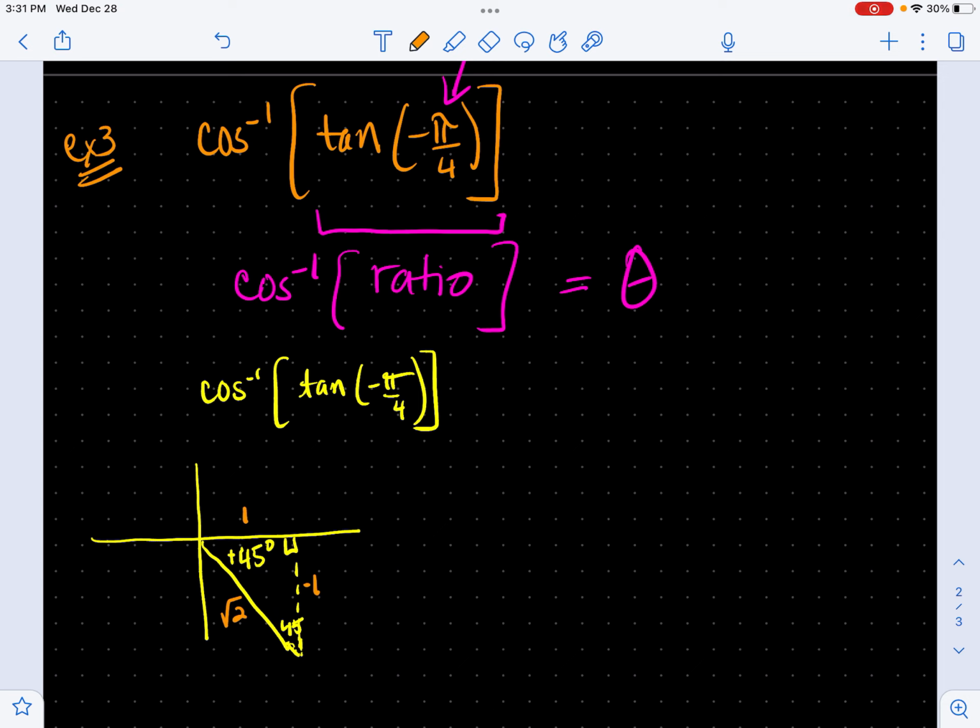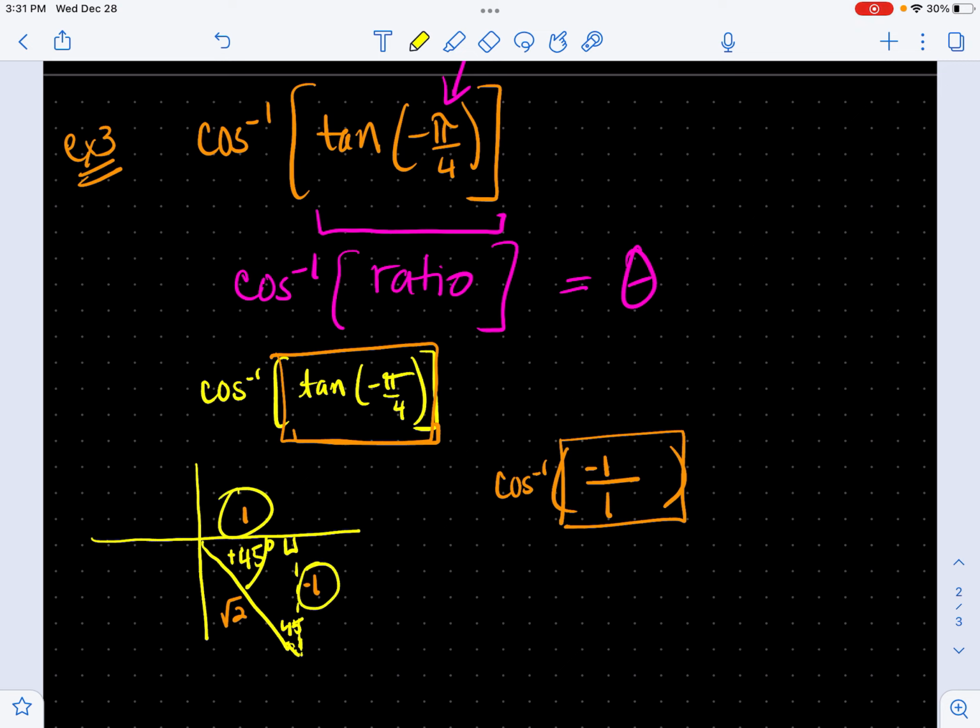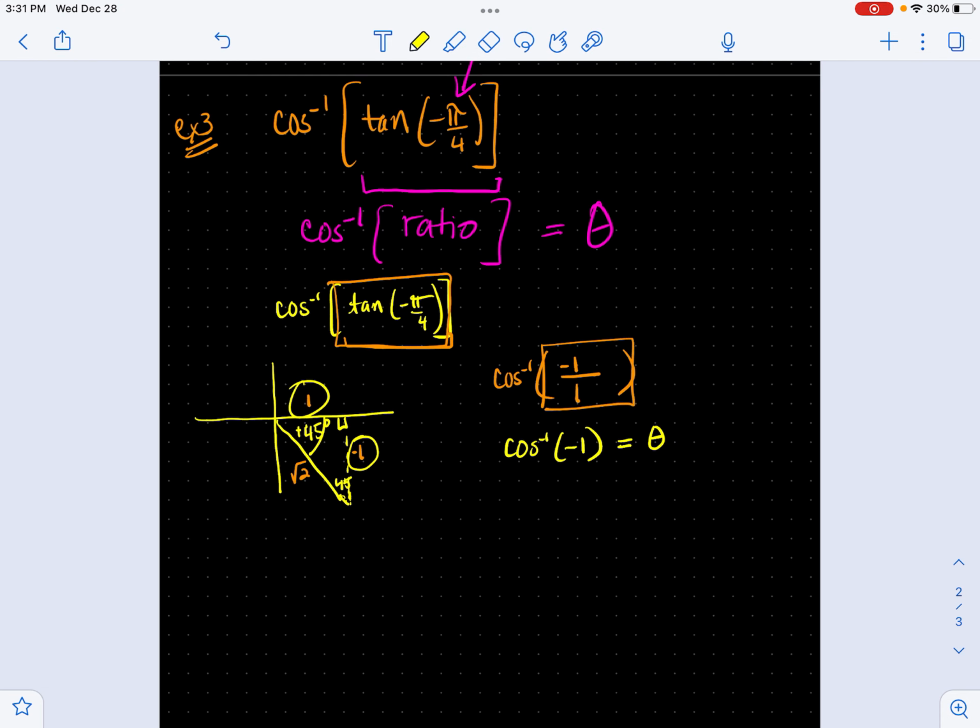So the answer to the inner function is the ratio. So let's go ahead and continue. Cosine inverse of, what's the ratio? What's the tangent of negative pi over 4? Well, tangent is opposite over adjacent. So all of this melts down to just negative 1, if that makes sense. I put that down. So the question has now converted into cosine inverse of negative 1. That's what it has boiled down to, which means I'm looking for an angle where cosine value is negative 1.